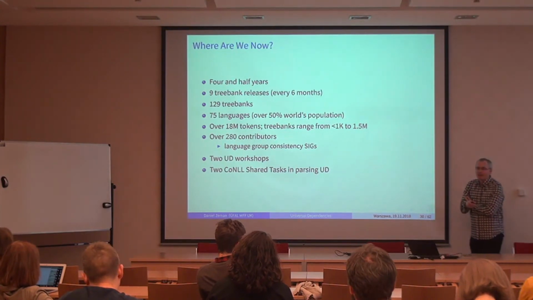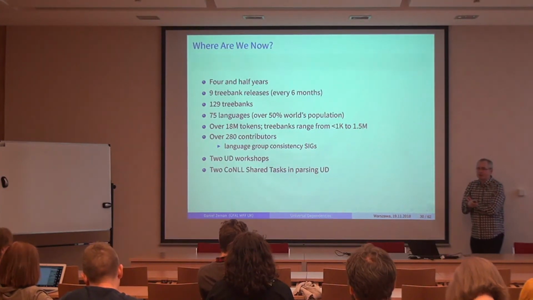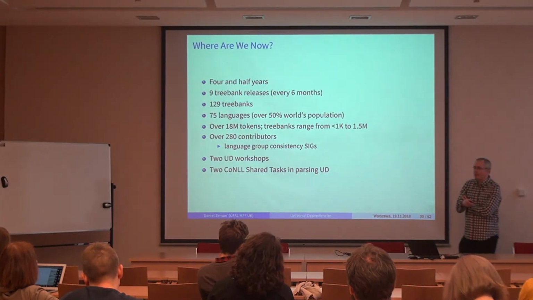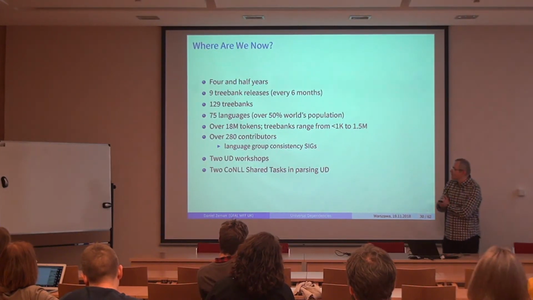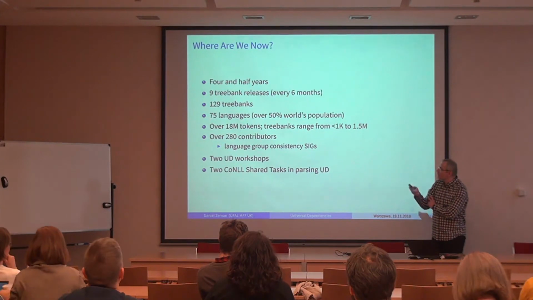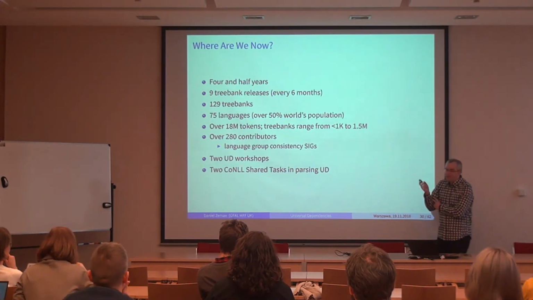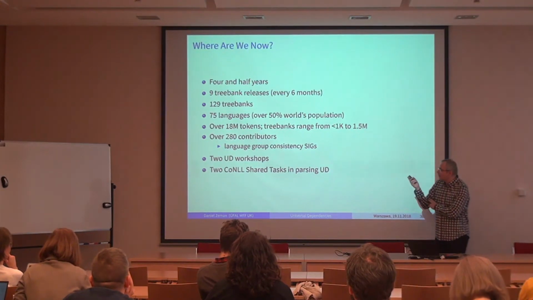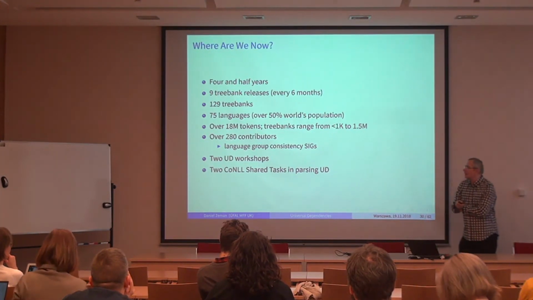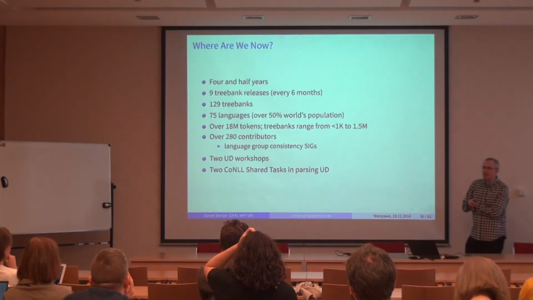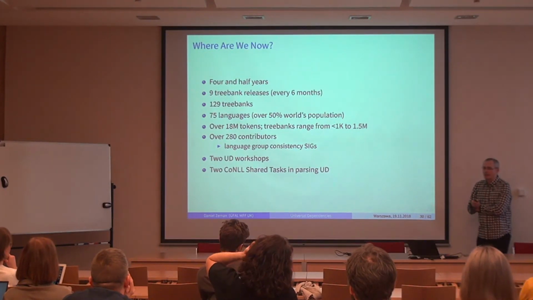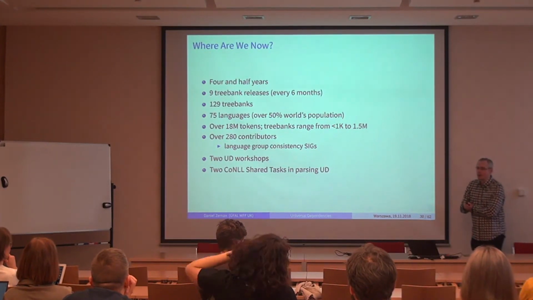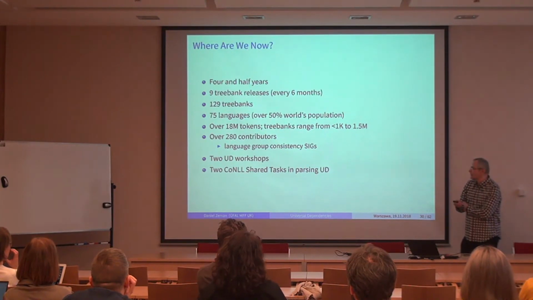But usually when someone starts a tree bank, there's a high chance that someone else will pick up and it will eventually grow. So we now have like 75 languages and almost 130 tree banks. As you can see, for some languages there are multiple tree banks. Altogether, it's over 18 million tokens, but there are huge differences in sizes. Some of the tree banks are really just small samples, while others are over 1 million tokens together.